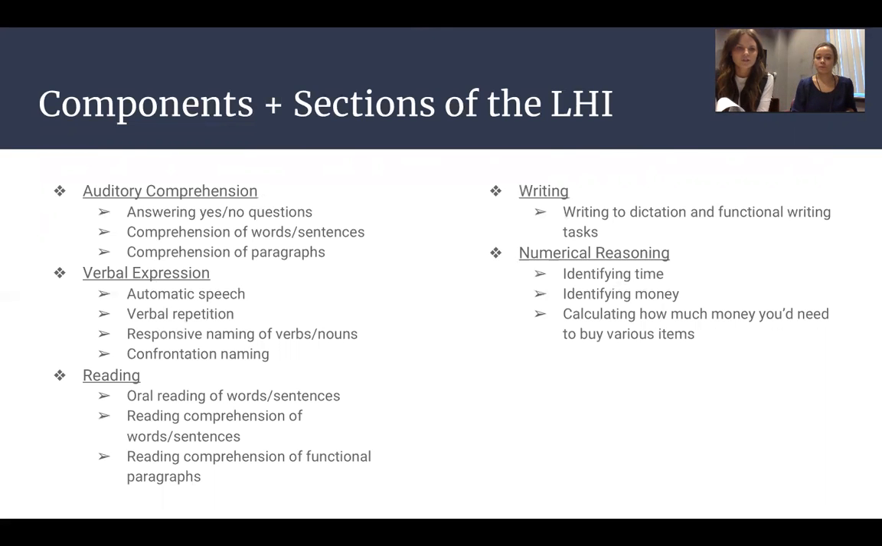And the reading portion looks at oral reading of words and sentences, reading comprehension of words and sentences, as well as functional paragraphs. The writing portion looks at writing to dictation and functional writing tasks. And lastly, the numerical reasoning looks at identifying time, money, and then calculating how much money you would need to buy various items.